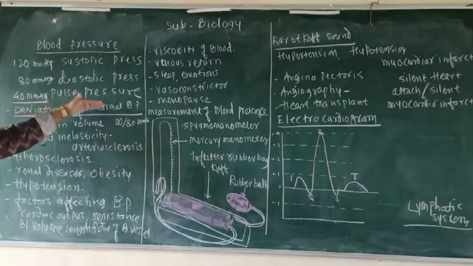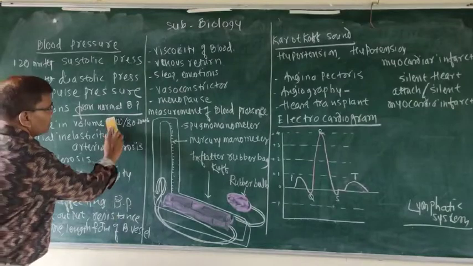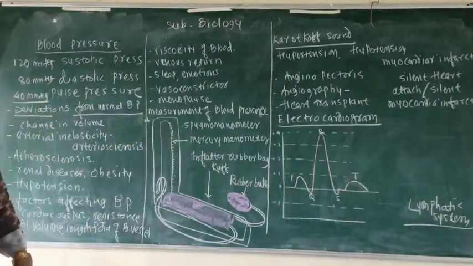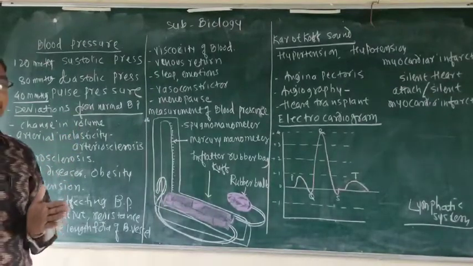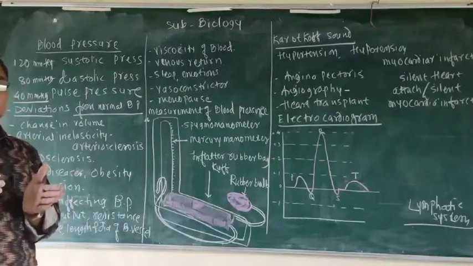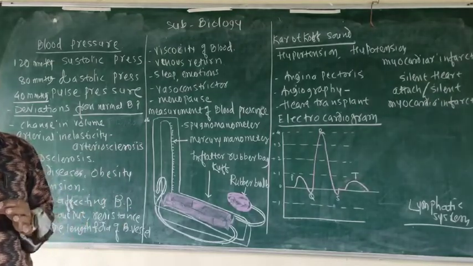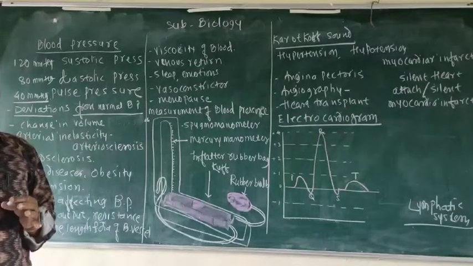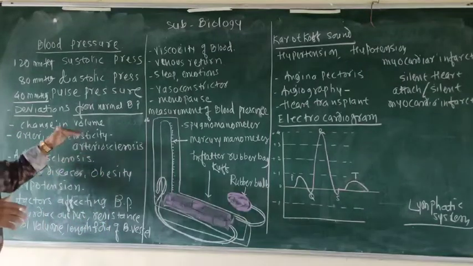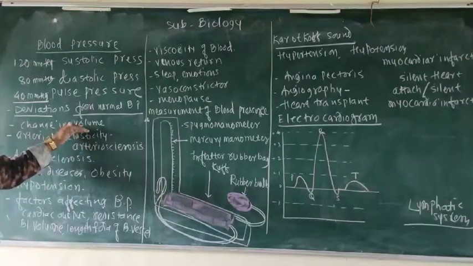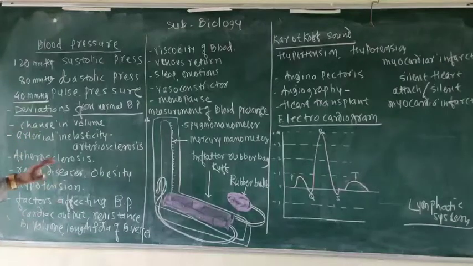One reason for deviations from normal blood pressure is a change in blood volume. If there is an increase in the blood volume, it will create pressure on the arterial wall, meaning there is an increase in blood pressure. Second, if there is an accident and a loss of a lot of blood, the blood pressure changes. There is less blood pressure.